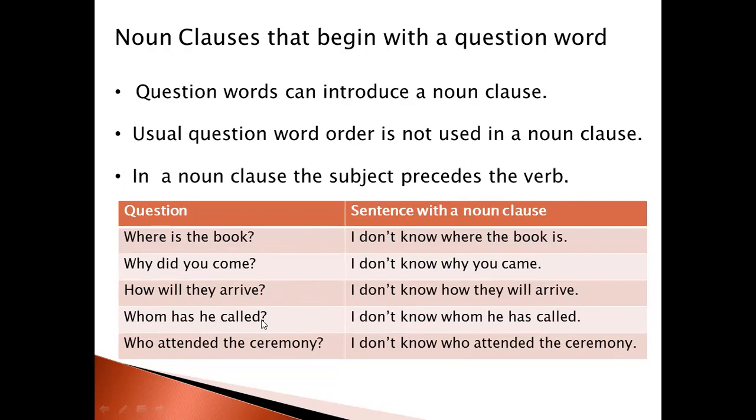Whom has he called is the question, but the sentence with the noun clause would be, I don't know whom he has called. Who attended the ceremony? The sentence with the noun clause would be, I don't know who attended the ceremony.